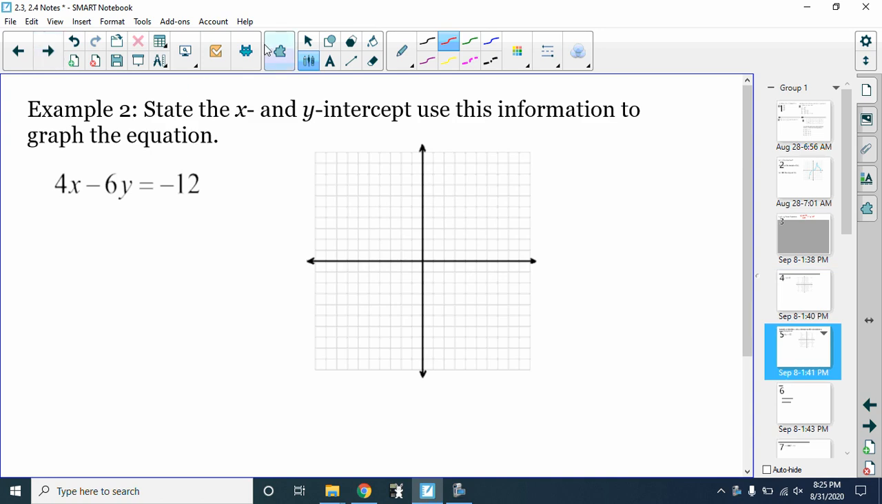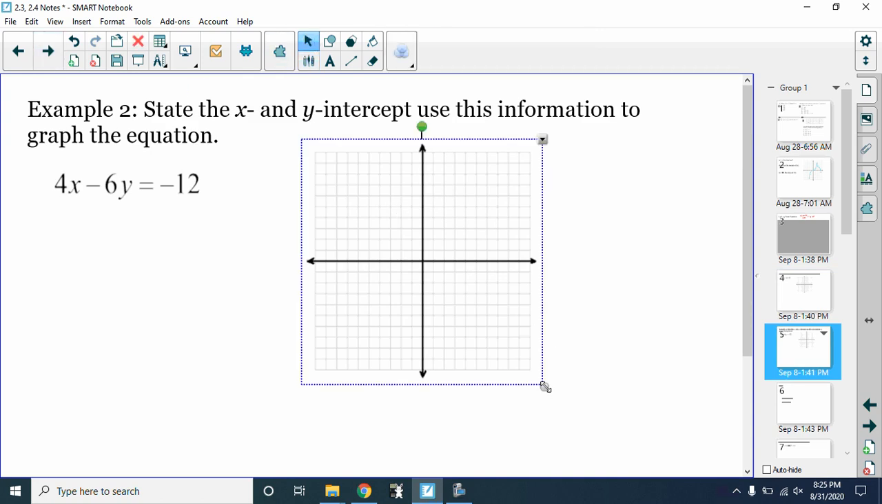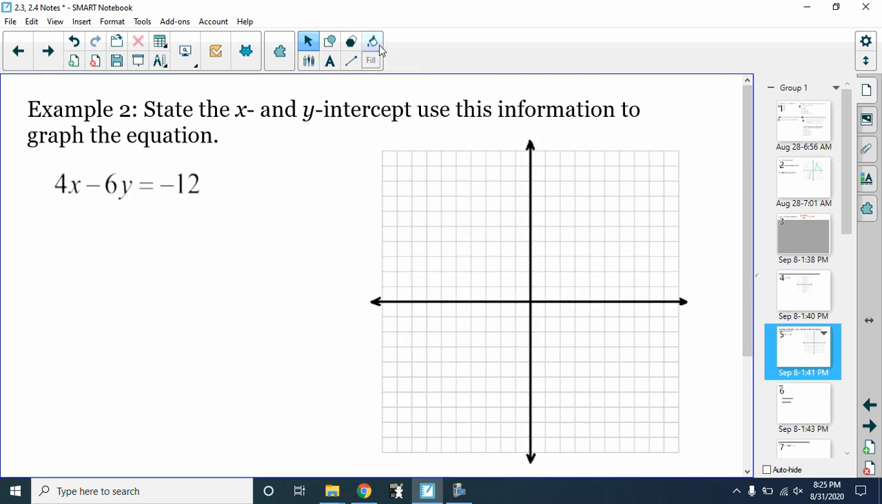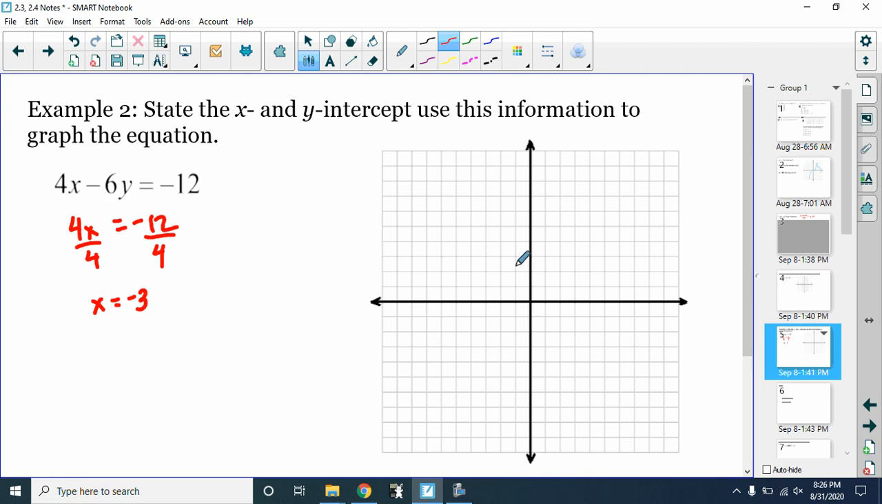Skipping that one. So example 2, or example 1, I guess I skipped example 1. We want the x-intercept and the y-intercept, and then use that to graph. To get an x-intercept, we plug in 0 for y. So I'm going to put 0 in for the y, just gives me 4x equals negative 12. So x is negative 3. To get a y-intercept, we plug in 0 for the x. And so divide by negative 6 gets me y is 2.